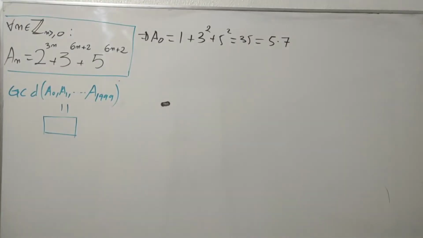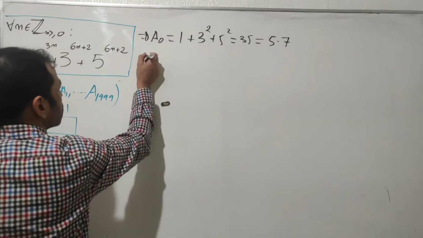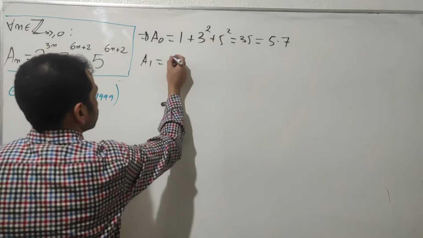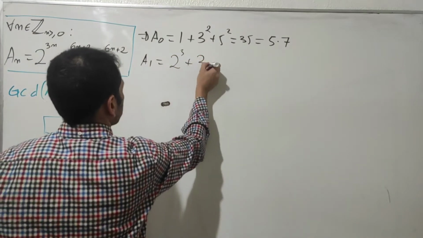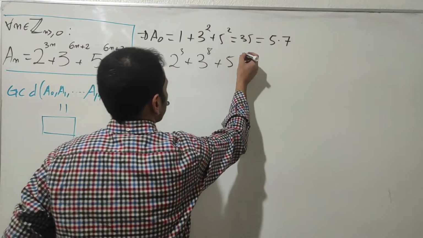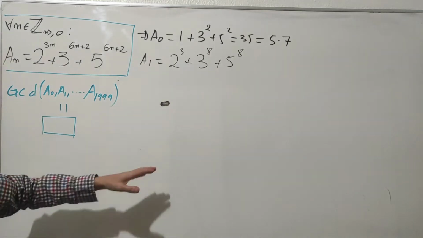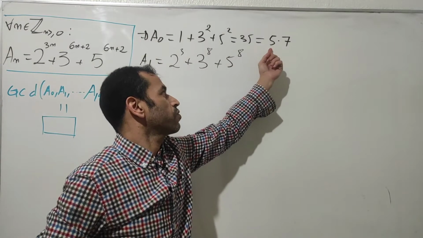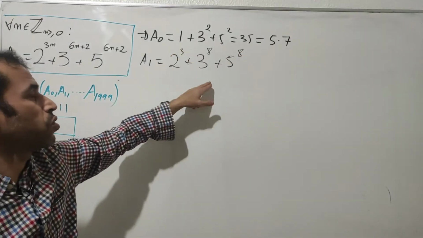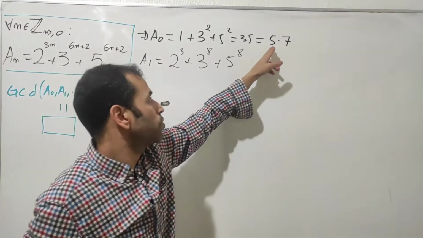Now let's move on to the second obvious case, 1. So a sub 1 is simple, replacing n with 1. So I get 2 to the 3 plus 3 to the 8 plus 5 to the 8. Since we have 35 here, we get 5 and 7 and 35, which means the greatest common divisor between these terms could be 5, or it could be 7. Now let's try each of these.